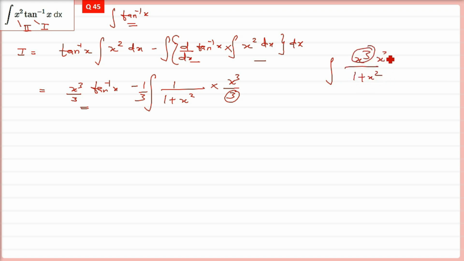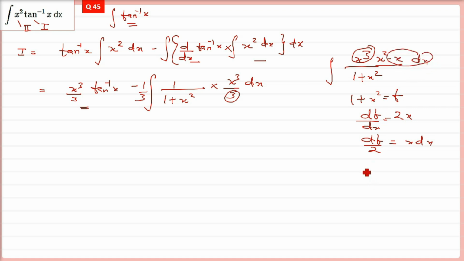X cubed can be written as x square into x. 1 plus x square can be taken as t now. dt by dx will be equal to twice of x. That means dt by 2 will be equal to x dx. So we are actually integrating with respect to dx. So we have got x dx now.